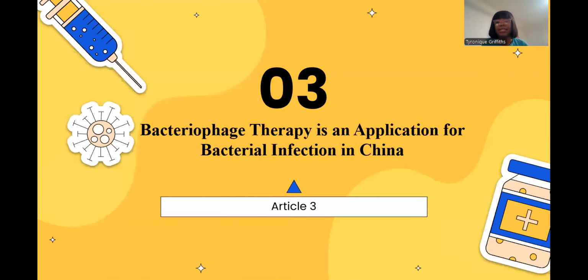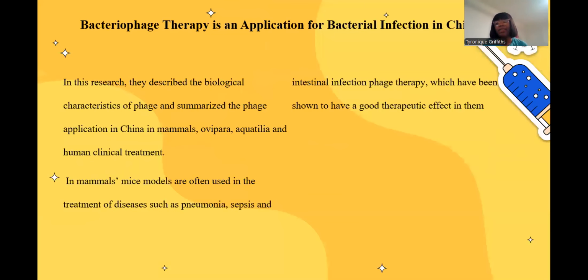My third article was titled Bacteriophage Therapy is an Application for Bacterial Infection in China. In this research, they describe the biological characteristics of phage and summarize the phage application in China in mammals, ovipara, aquatilia, and human clinical treatments. In mammals, mice models are often used in the treatment of diseases such as pneumonia, sepsis, and intestinal infection, and phage therapy has been shown to have a good therapeutic effect on them.